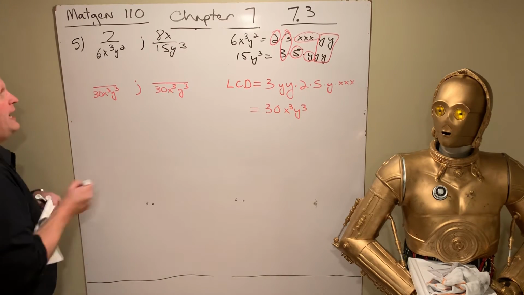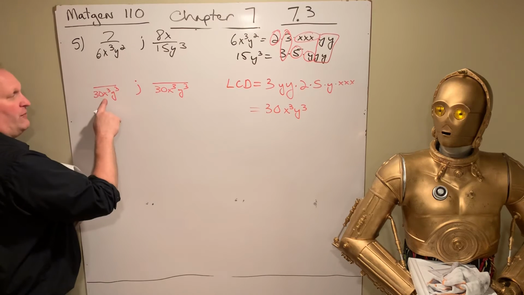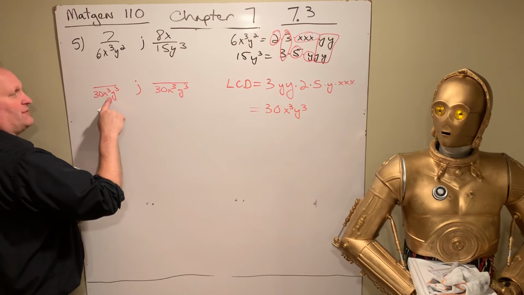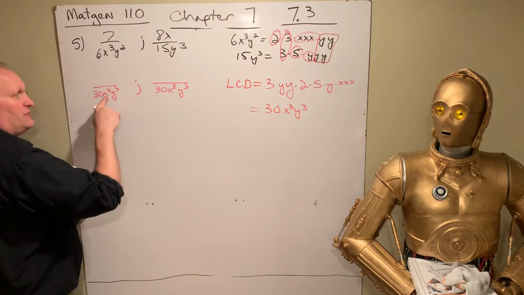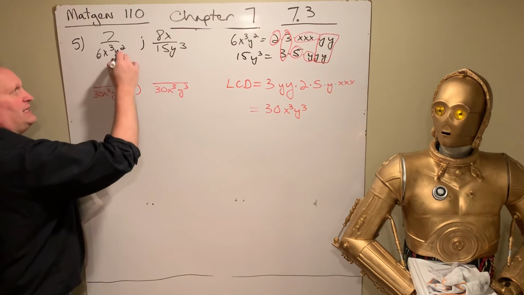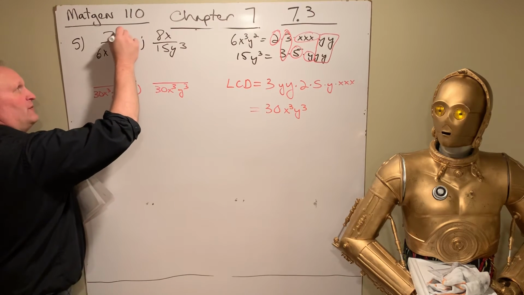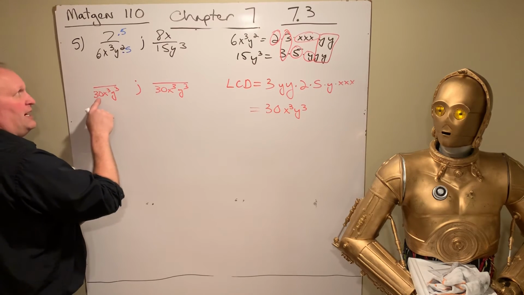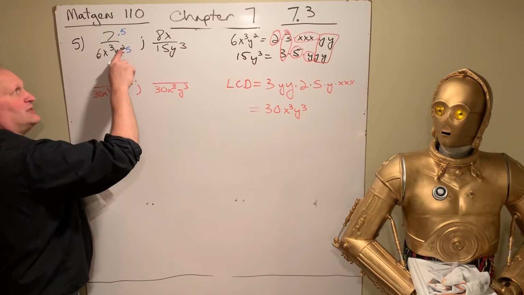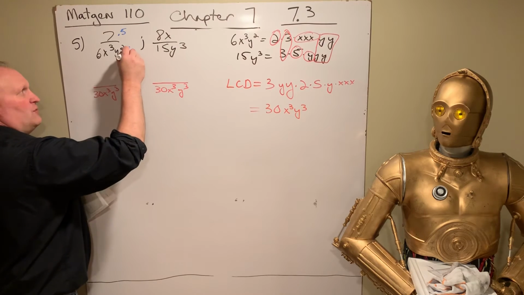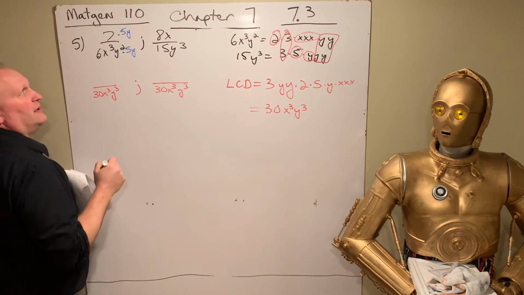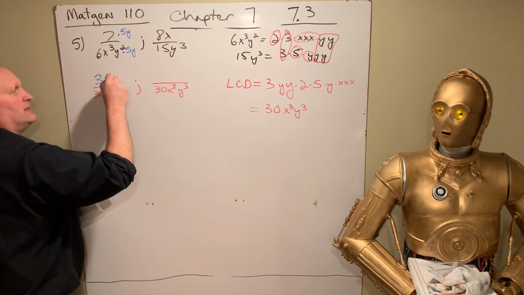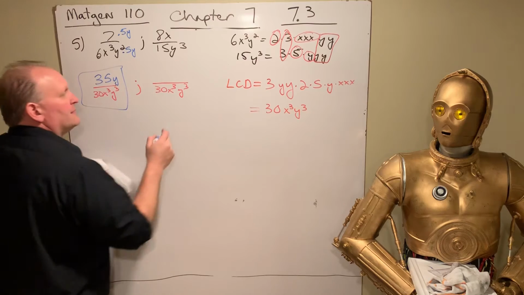You look back and go, okay, look at what we have, look at what we need. So this is 6x^3y^2, but I need it to be 30x^3y^3. So the x^3, we are good. The 6, we need to fix it. Multiply by 5. Whatever I do to the bottom, I also do the top. So 6 times 5 is 30. We're good there. x^3, we're good there. This is y^2, this is y^3. So I need another y on there. And then 7 times 5y, that's 35y. So that's how we do that.